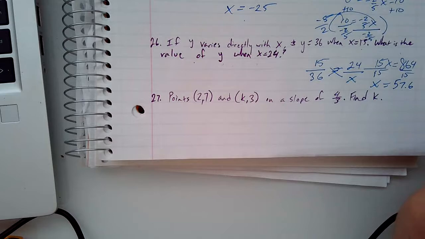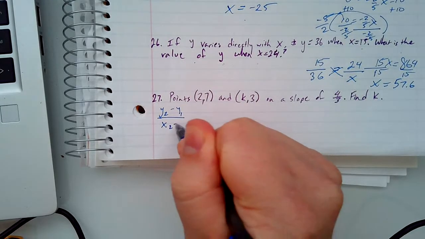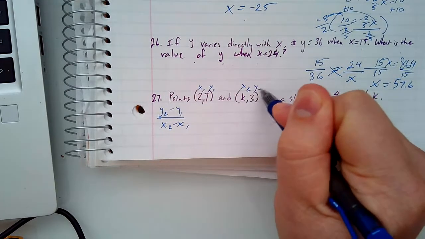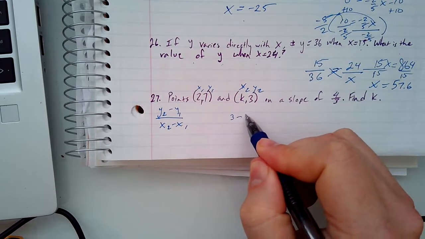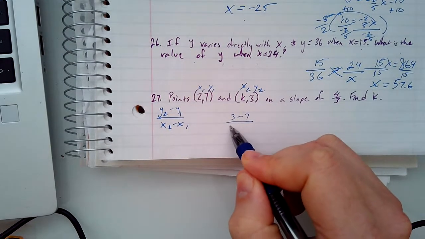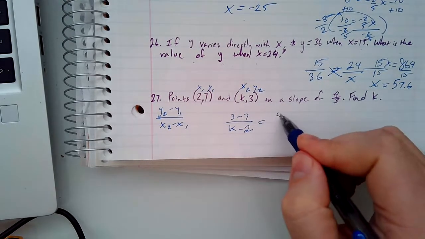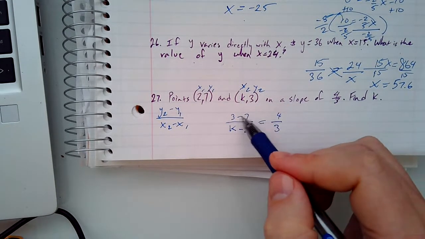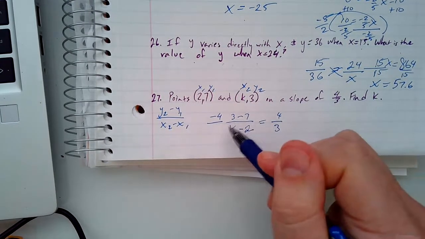All right, 27. 2 comma 7 and k comma 3, and the slope is 4/3. Find k. You remember our slope is determined by y2 minus y1 over x2 minus x1. I'm going to label this x1, y1, x2, y2. And then I'm going to say y2, 3, minus y1, 7, over x2, k, minus x1, 2. And I'm going to make that equal to 4/3. Okay? Now, I have 3 minus 7, which gives me negative 4, over k minus 2.